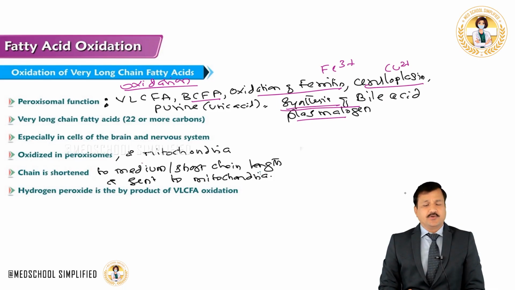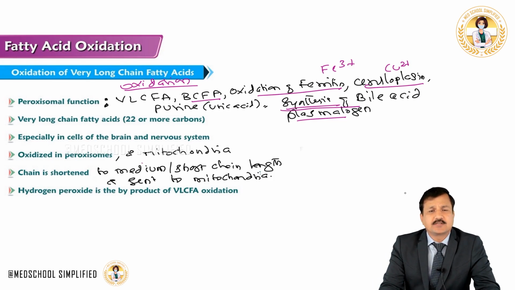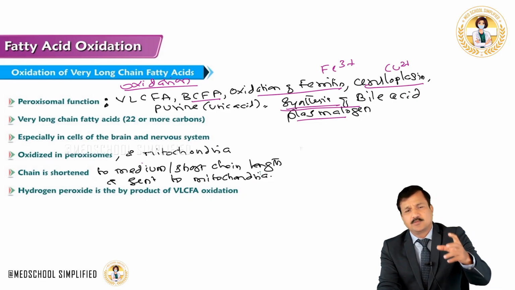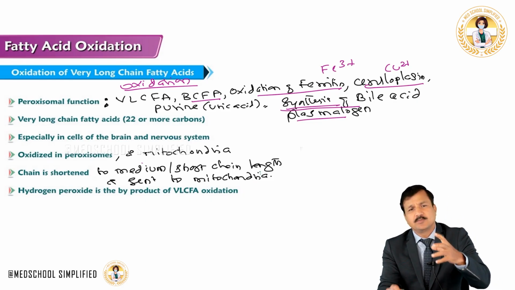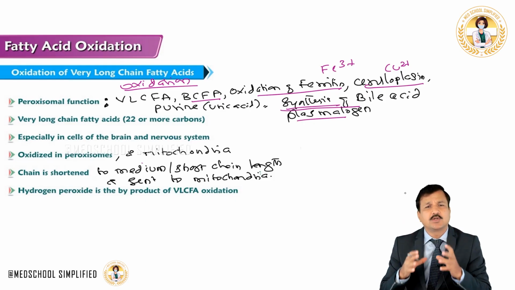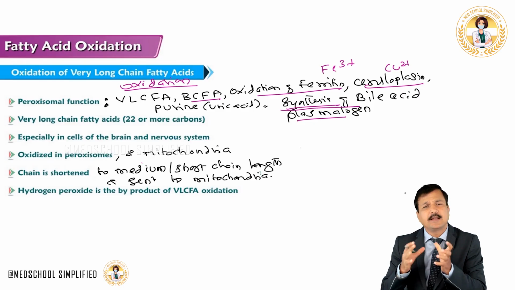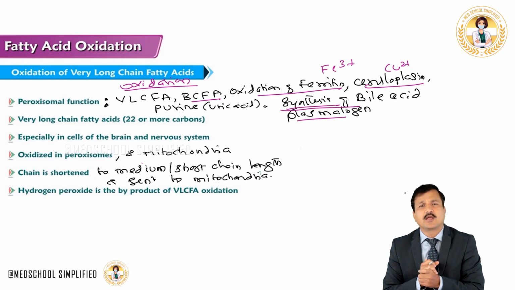Now, as I said earlier, the oxidation of very long chain fatty acids goes on in two subcellular organelles. One is the peroxisome. Initially it is in the peroxisome, and later it will continue in the mitochondria. So what happens here is the chain is shortened to short or medium chain length in the peroxisome, and later it will be transferred to mitochondria for further beta oxidation.